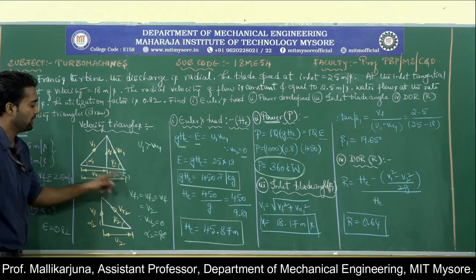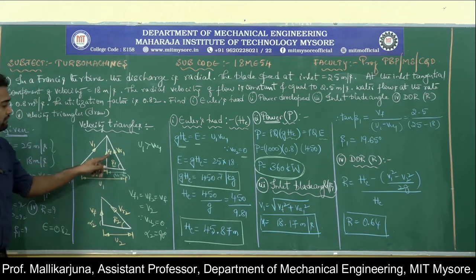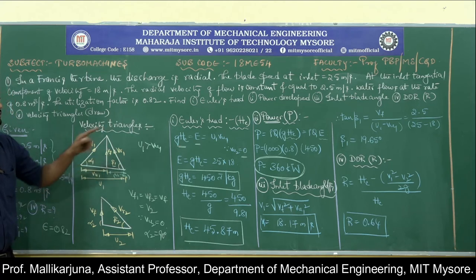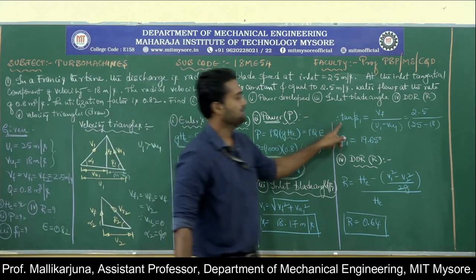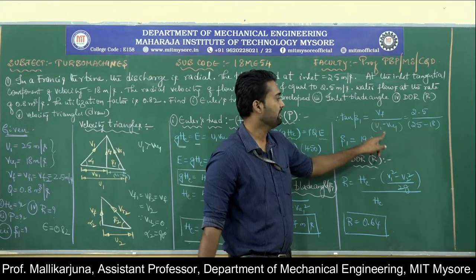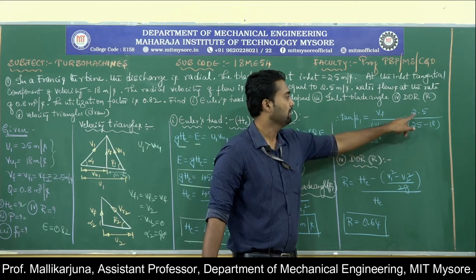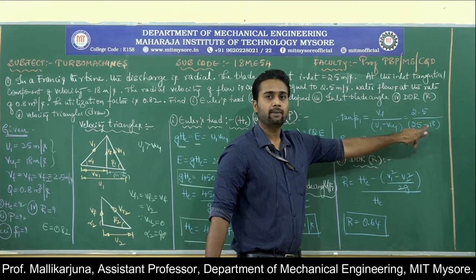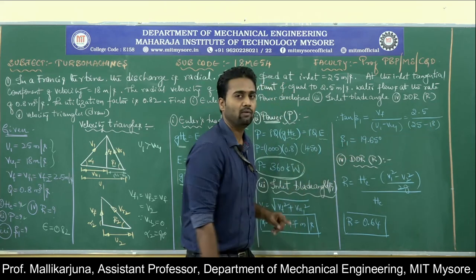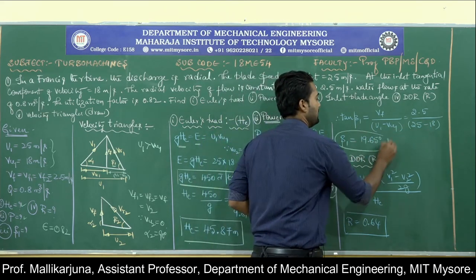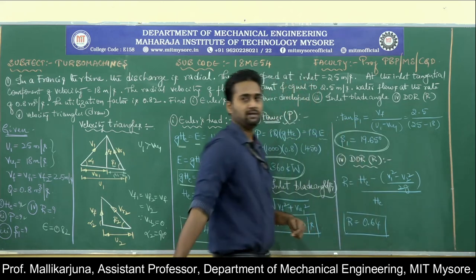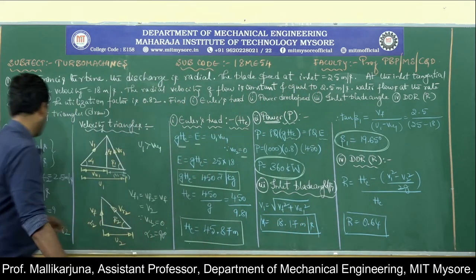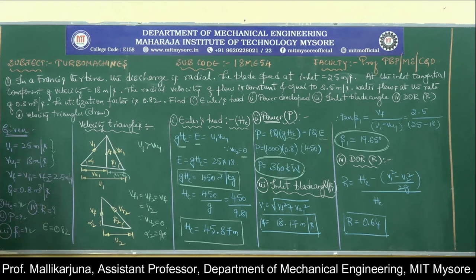We should be aware of U1 and Vu1, they have given them, and we are also aware of Vf. Vf we can easily find. So now tan beta 1 is Vf divided by U1 minus Vu1. Vf is 2.5, they have provided. U1 is 25 minus Vu1 is 18. So beta 1, the inlet blade angle, becomes 19.65 degrees. So that is the third unknown they have asked for, beta 1.